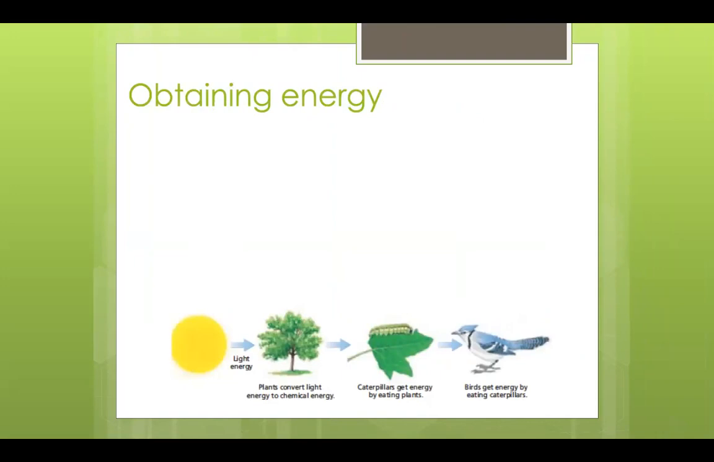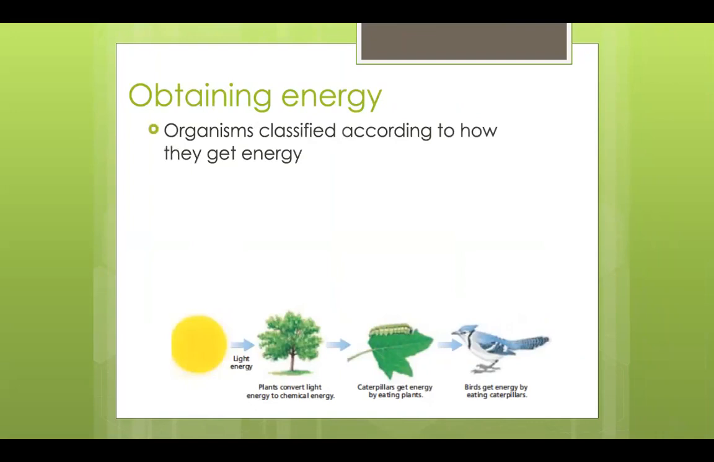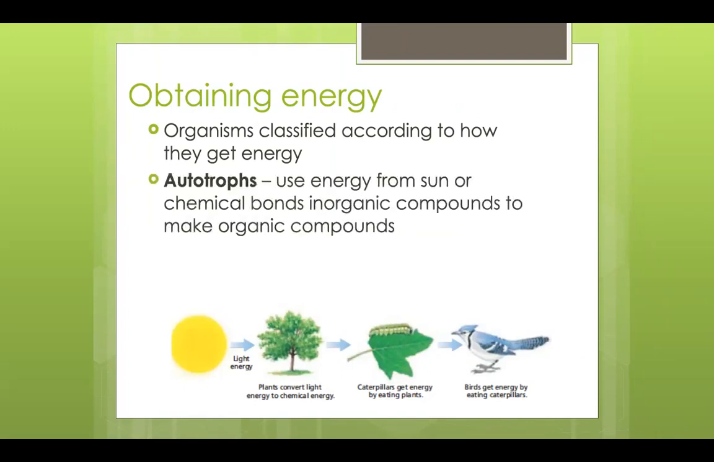So how do organisms get energy? They're usually classified by how they obtain energy. So we can break down all organisms into two groups based on energy. Anyway, the autotrophs are going to use energy from the sun or chemical bonds in inorganic compounds to make organic compounds. So you've got two kinds of autotrophs.